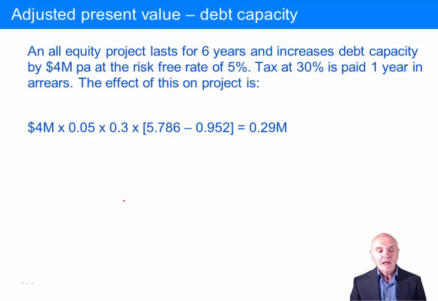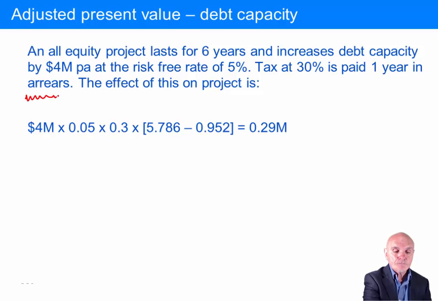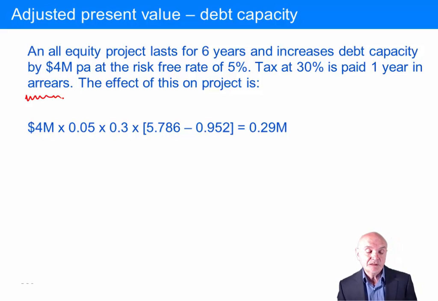So here we have an all-equity project that lasts for 6 years and increases the debt capacity. We might not even have borrowed, but we could borrow if we wanted to. It's a potential benefit that we need to take into account. The risk-free rate is 5%, tax as before 30%, but this time paid 1 year in arrears. So you need just a little bit of care when we're evaluating the value of this subsidized debt.